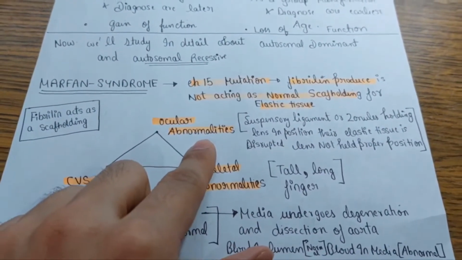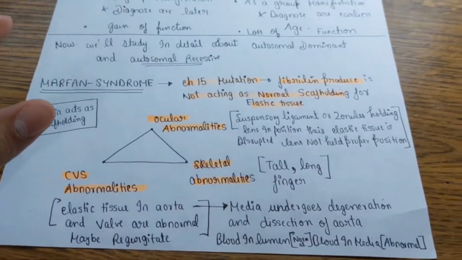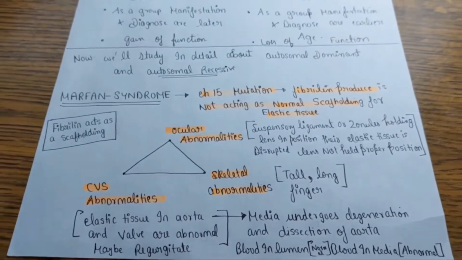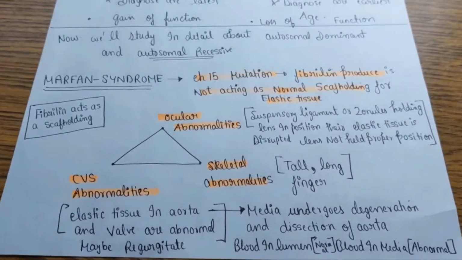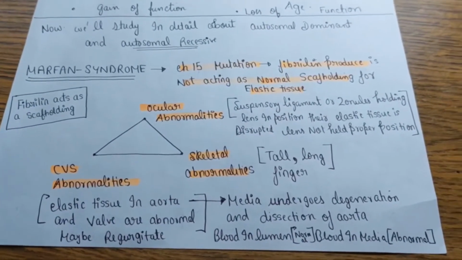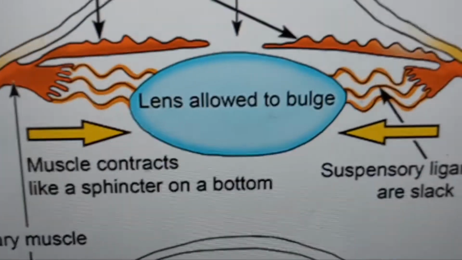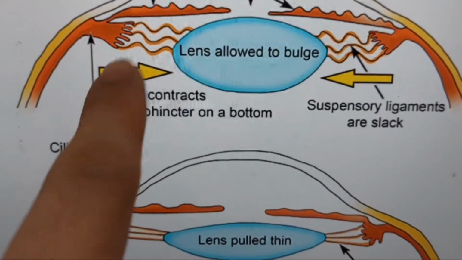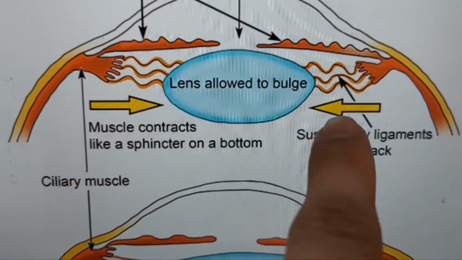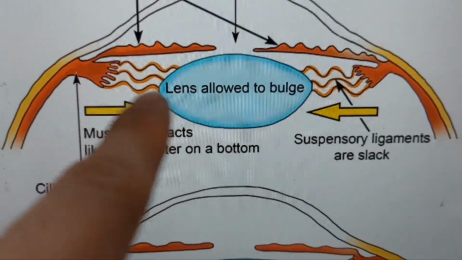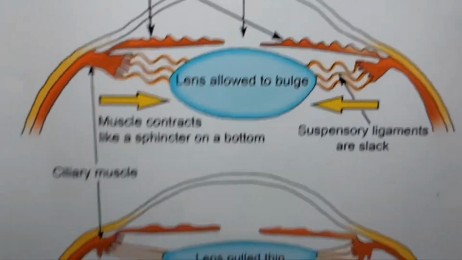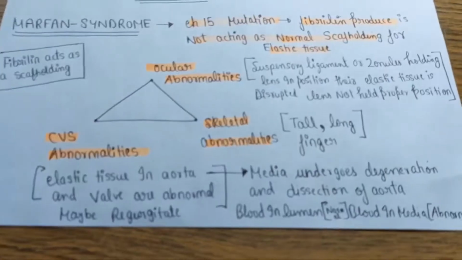So ocular abnormality means that the suspensory ligament, or the zonules, which hold the lens in position, their elastic tissue is not very strong and the lens cannot be held properly in position. Here we can see these are our suspensory ligaments. In Marfan syndrome they will not be strong enough and they cannot allow the lens to function properly, and the lens will bulge. So they will have ocular abnormalities.